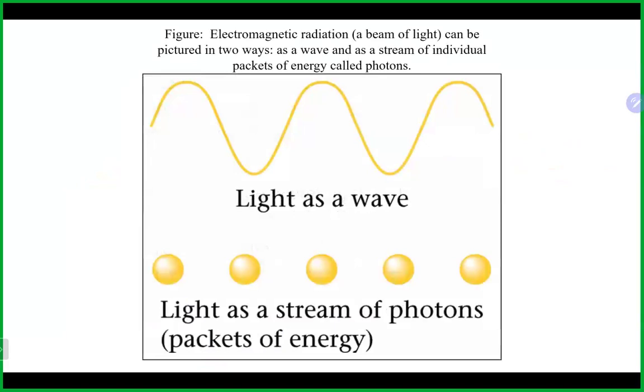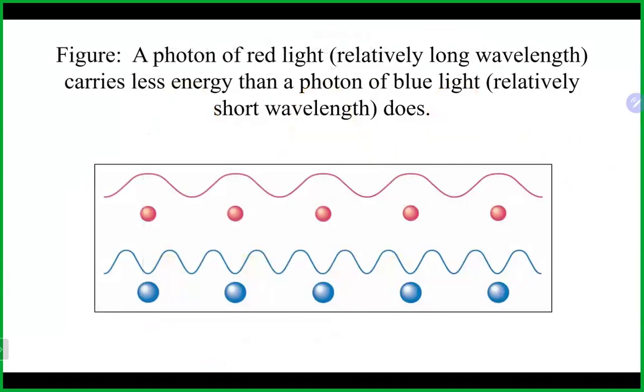So here is yellow light, and again, it can behave as a beam of light like a wave. It also can be thought of as a stream of photons or packets of energy coming through space. Here's an example of red versus blue. We can see when we look at the red wavelength, it has a much longer wavelength, which means in comparison of red to blue in terms of color, red actually would be lower in energy.